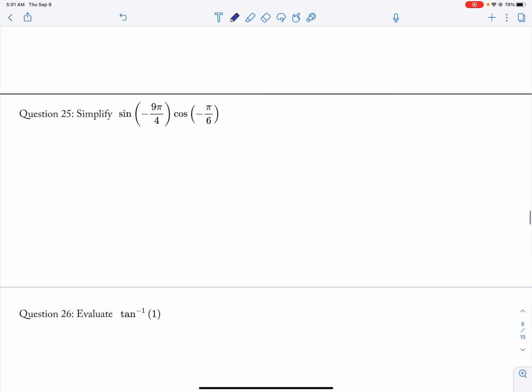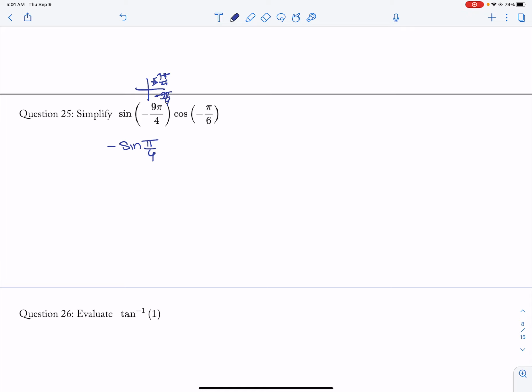All right. 9 pi over 4. Negative 7 pi over 4 would have put me in quadrant 1 here. Negative 9 pi over 4 would have put me in quadrant 4. So this is going to be the same thing as negative sine of pi over 4. I'm just going to reduce it instead of changing it to a different positive angle.